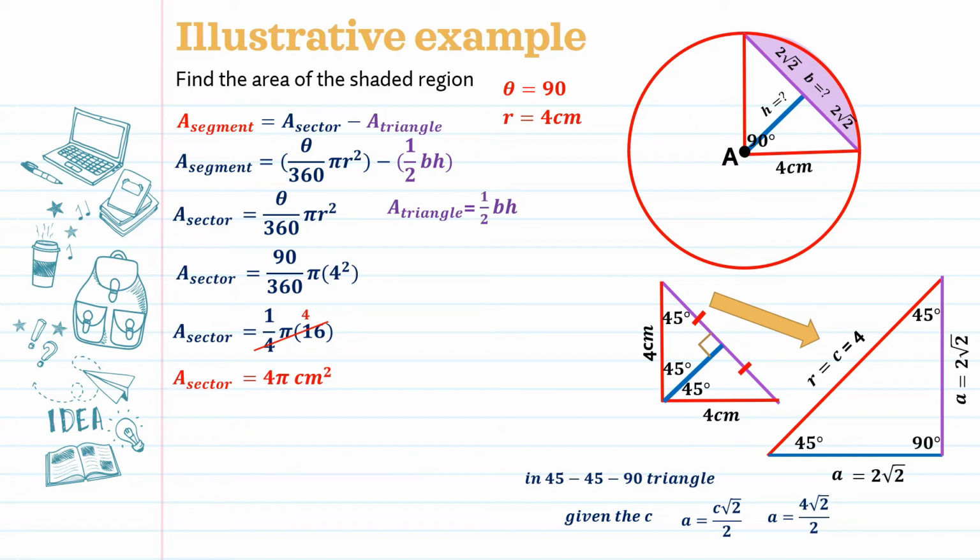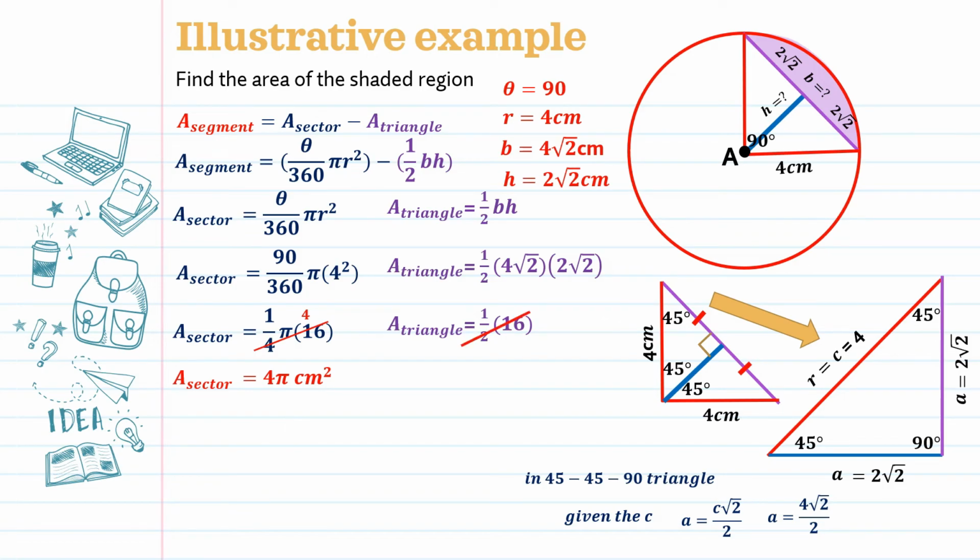So therefore, our base is the combination of 2 square root of 2 and 2 square root of 2, which will give us 4 square root of 2. Then our height is the measure of the a in our 45, 45, 90 right triangle. So that will give us 2 square root of 2 cm. So using these values, we can solve for the area of triangle. We will now have 1/2 of 4 square root of 2 times 2 square root of 2. Then after this, we will have area of triangle is equal to 1/2 of 16. Simplifying this, we will have area of triangle is equal to 8 cm squared.